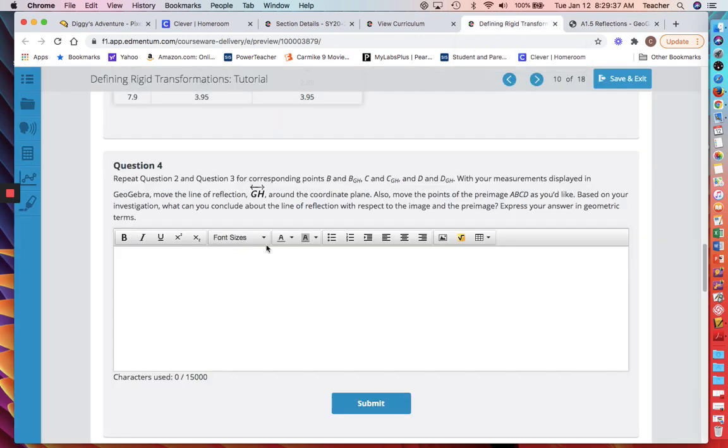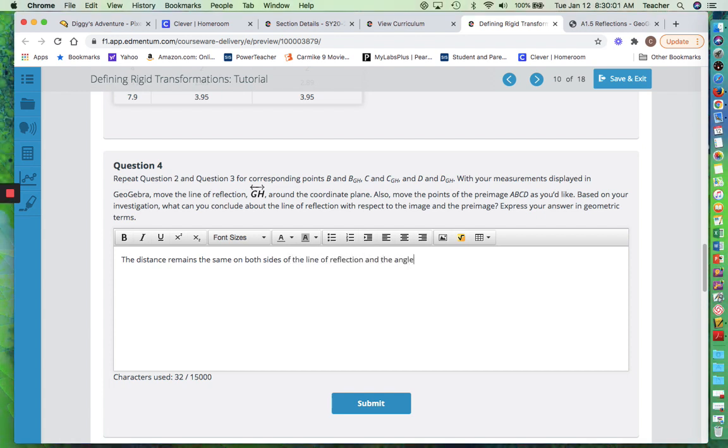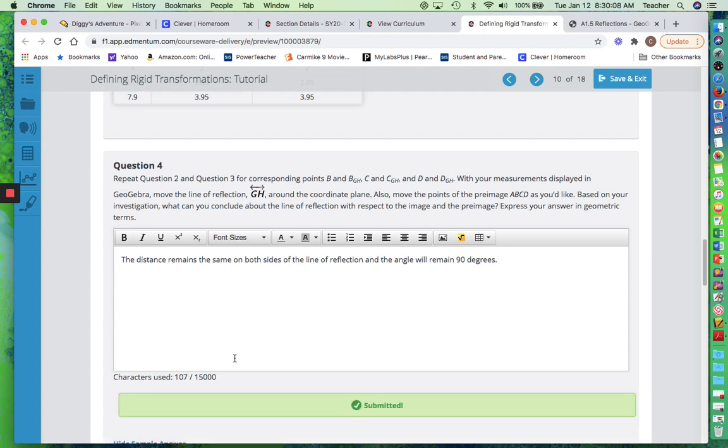It does not change if you're looking from A to the new A or B to the new B, D to the new D. The distance is always going to be the same. The angle is always going to be 90. The distance remains the same on both sides of the line of reflection, and the angle will remain 90 degrees. So no matter where it is on your figure.